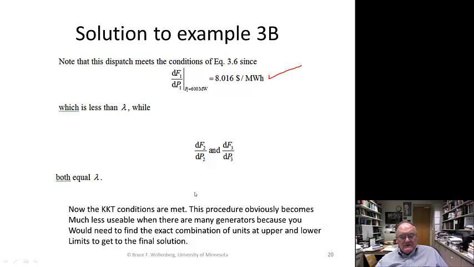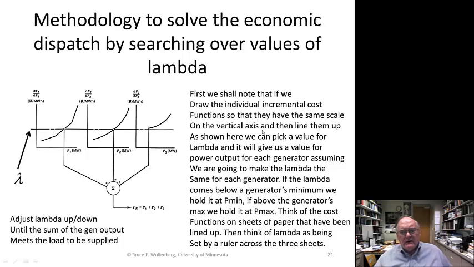That becomes much less usable when there are many generators. And you might think, well, just put in all of those inequality constraints, but then you get a problem with many more variables and equations, perhaps hundreds of them. Not that that's an impossible way to solve, but I'm going to show you a much easier way of doing this. You do it as follows.